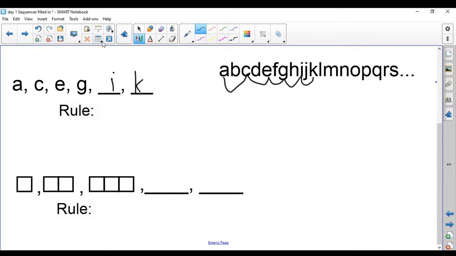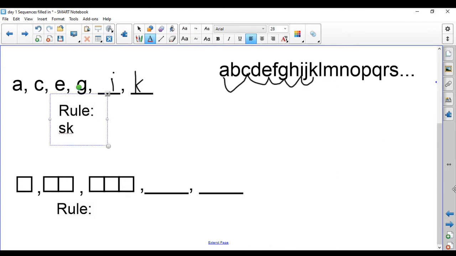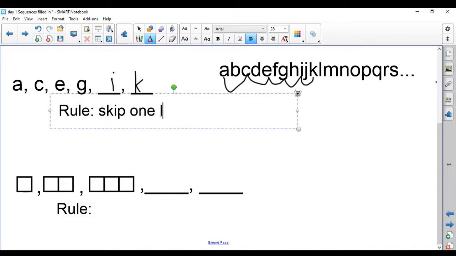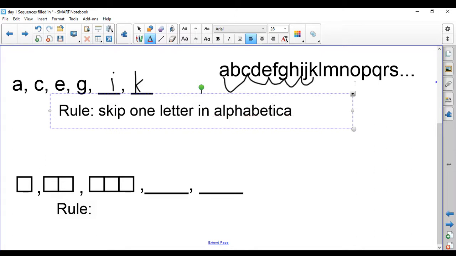And for my rule, I could say skip one letter in alphabetical order, or in the alphabet. And I would want to give a rule that tells me if I started at K, how would I get to the next one? I would skip one letter in alphabetical order and go to the next one, which would be M, and so on.